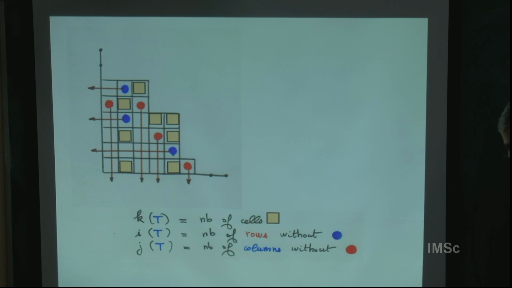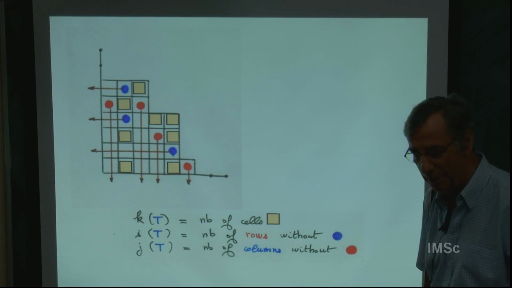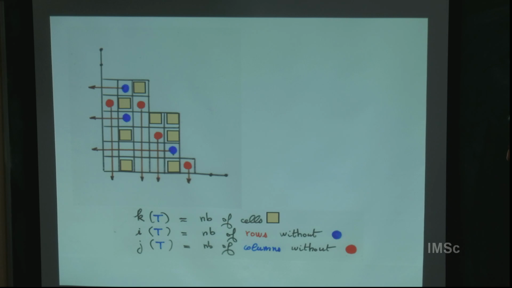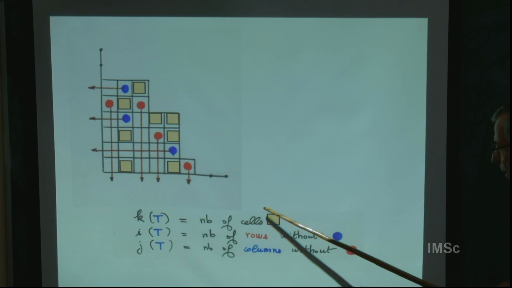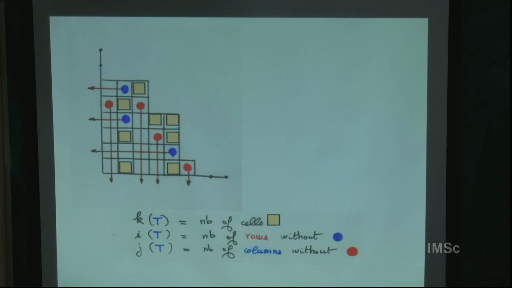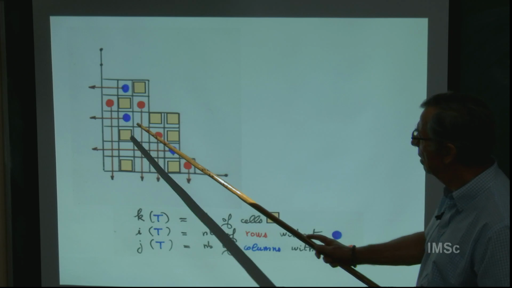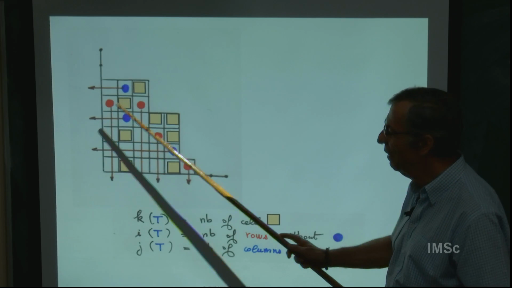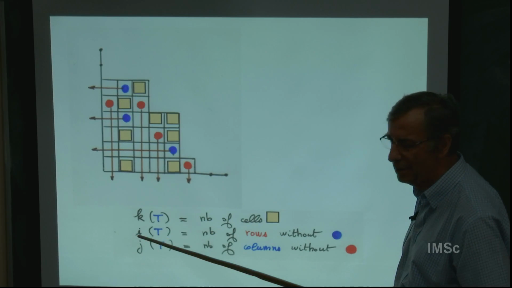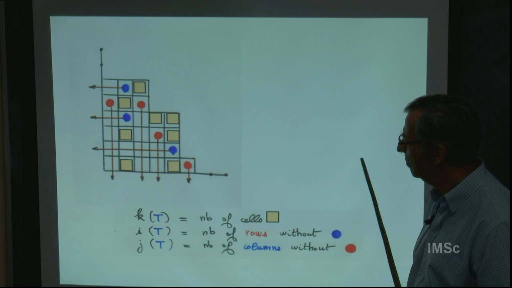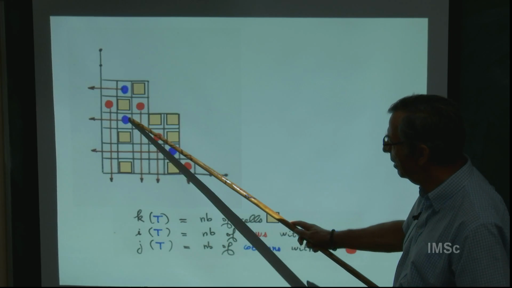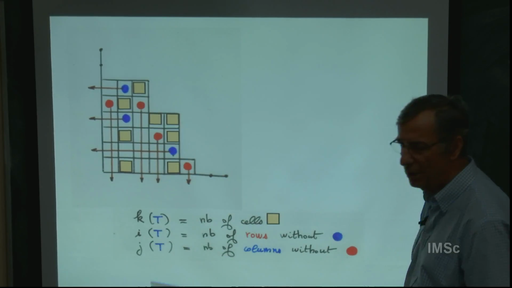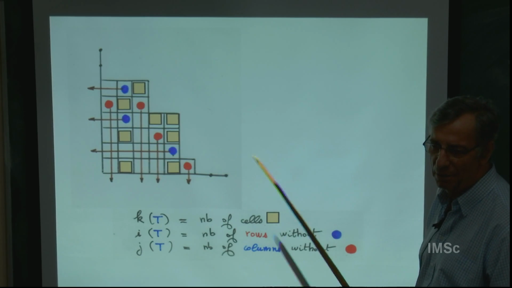Now to express what the physicist wants, the stationary probability, you have to define 3 parameters on such tableau. The parameter k of t is the number of cells which are yellow. A cell is yellow if and only if it's not a blue cell, it's not a red cell, it's not at the left of a blue cell, and it's not below a red cell. So you take all the colored cells, erase all the cells on the left, erase all the cells below a red. What remains is cells which are weighted.